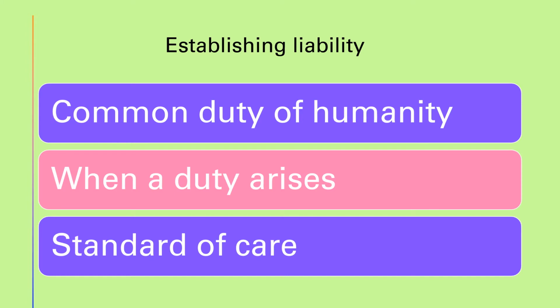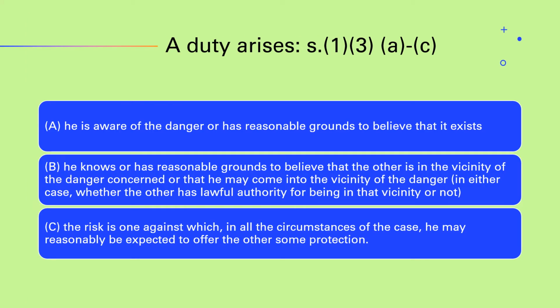We then explain when the duty arises. And this is laid out in section 1.3a to c, and is supported by case law also. So in terms of the defendant, first of all, they need to be aware of the danger or have reasonable grounds to believe that a danger exists. So in that respect, there are two facets. You become aware of the danger, which is a fairly obvious one, and in the scenario, the wording will be such that it's obvious to the person. Or you may have to apply that reasonable test. Are there reasonable grounds? Would you think that the danger would be obvious in some way?